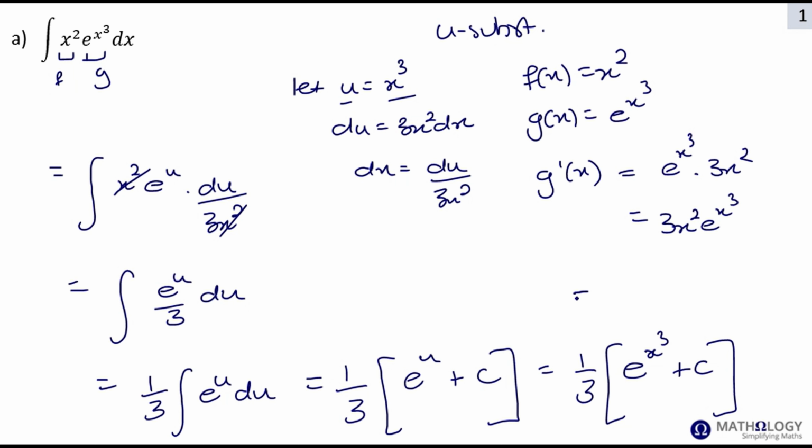Alternatively, you can bring the third into the brackets. A third e to the x cubed, and third times the arbitrary constant is just another arbitrary constant. You can call it a, b, whatever it is. You can call it c again if you like. So this will be the final answer.